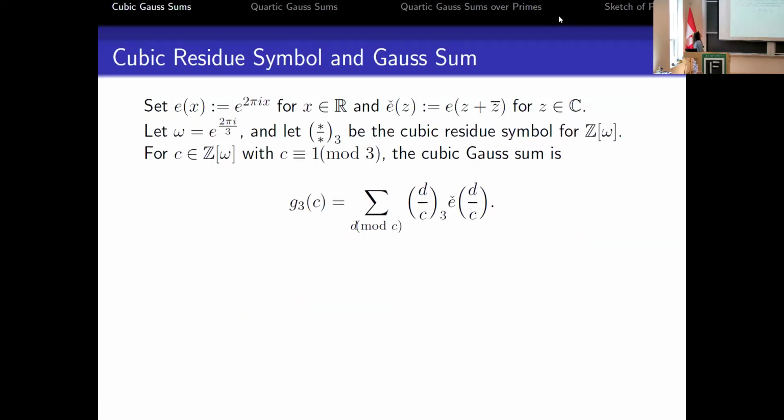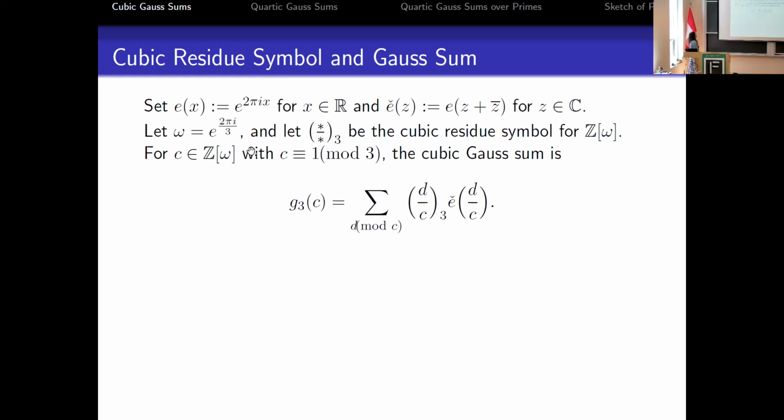Okay, so to start with, cubic Gauss sums. Cubic Gauss sums are sums associated to the cubic residue symbol. So the notation here: e(x) is the usual e^{2πix} when x is real, and e(z) is e^{2πi} times the trace of z when z is a complex number. Omega is the third root of unity, e^{2πi/3}. And this right here is the cubic residue symbol.